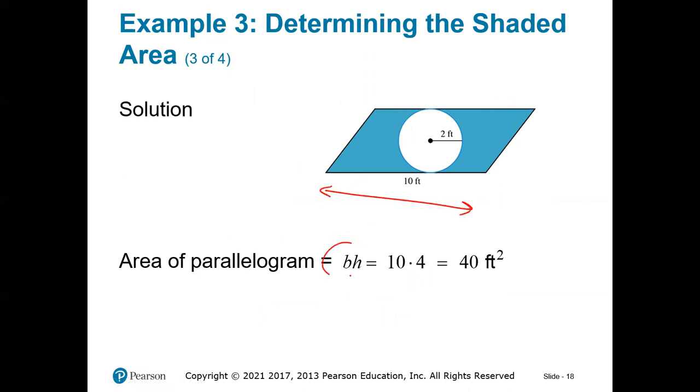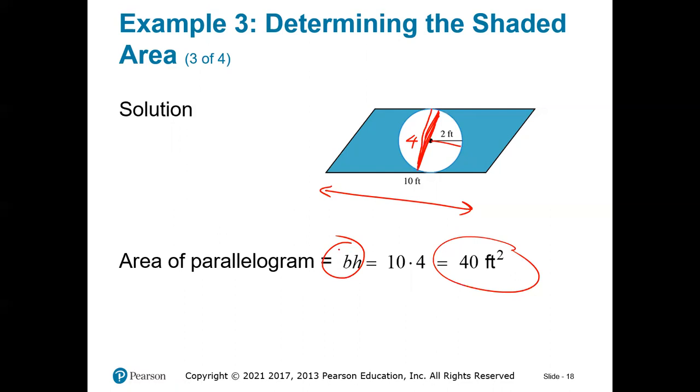If this is confusing you, go back to the first or second slide, where we talked about the area of a parallelogram, base times height. The height is this one here, right? Which is 4, because this is a radius, and this is also a radius. So we get 4. So 40 is the area of the whole parallelogram.